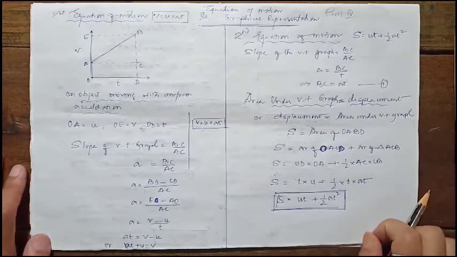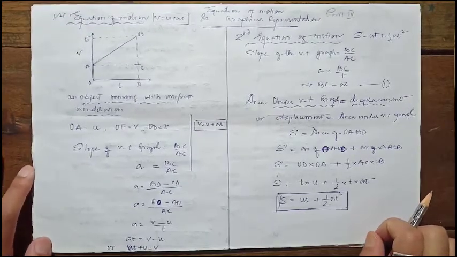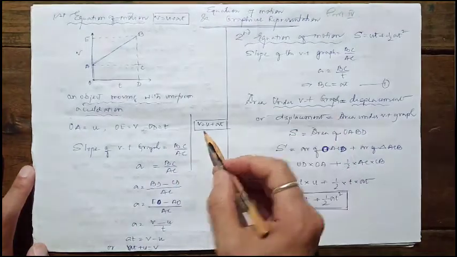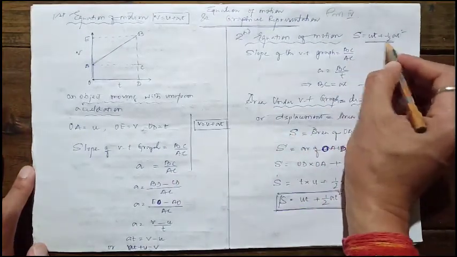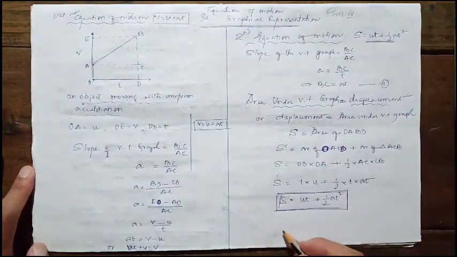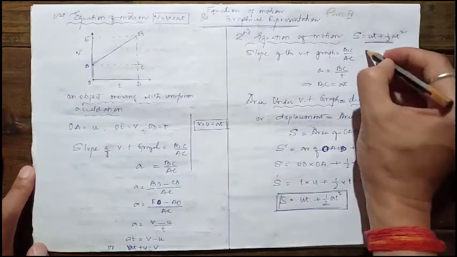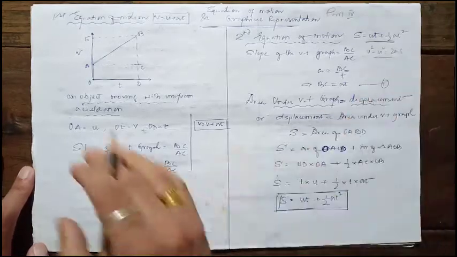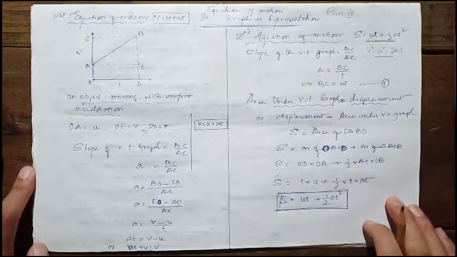Okay, students, let's start today's discussion. In this lecture, we will discuss the equations of motion and their derivations. Students, we have three different types of equations. v = u + at, s = ut + ½at², and the third equation of motion, v² − u² = 2as. So in this lecture, we'll try to understand the derivation of these formulas.